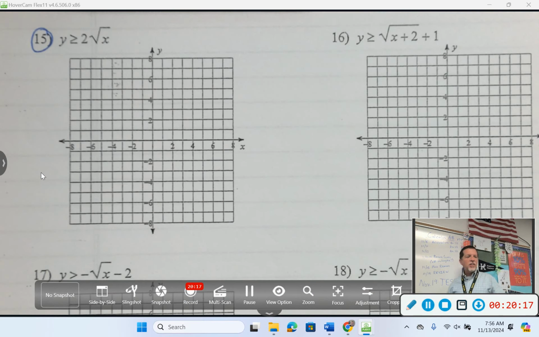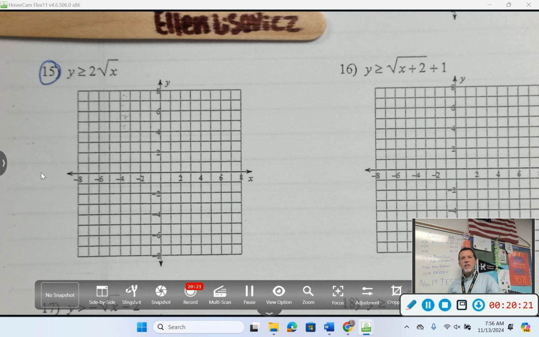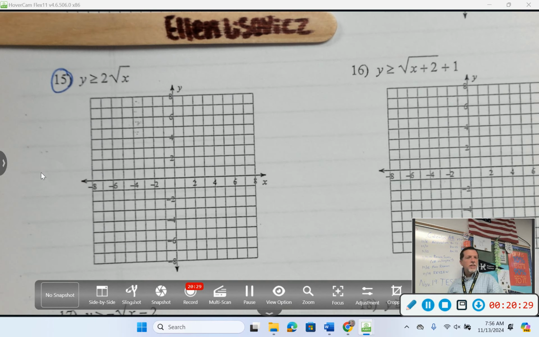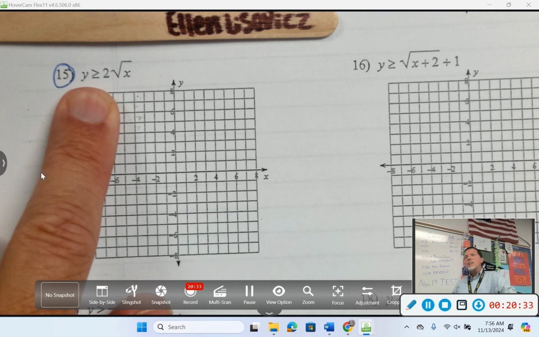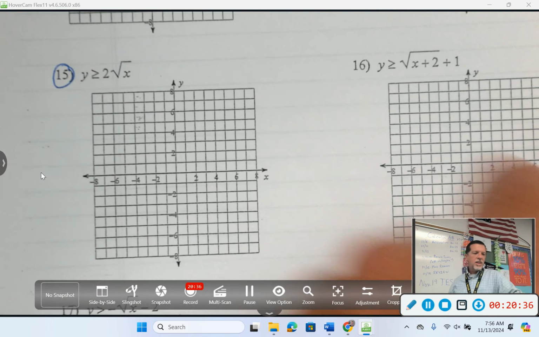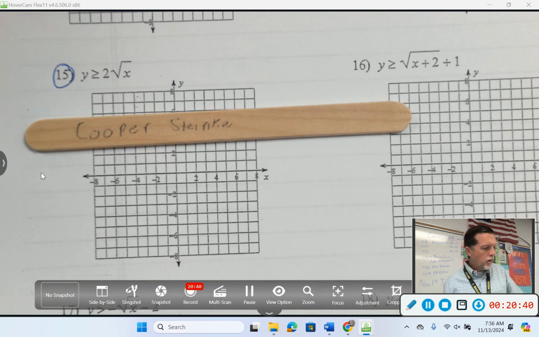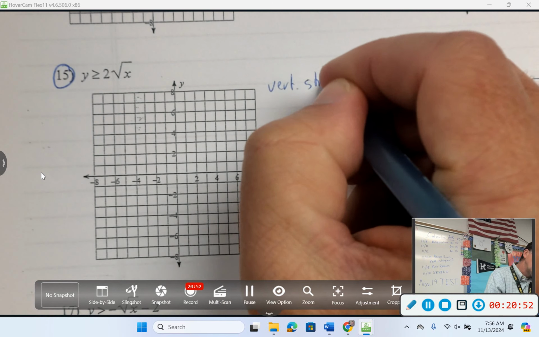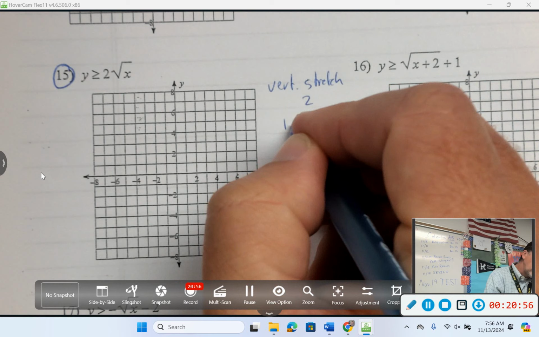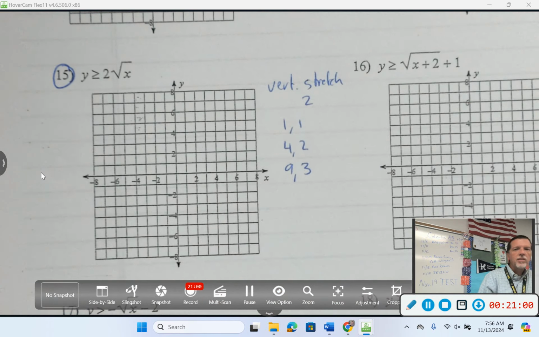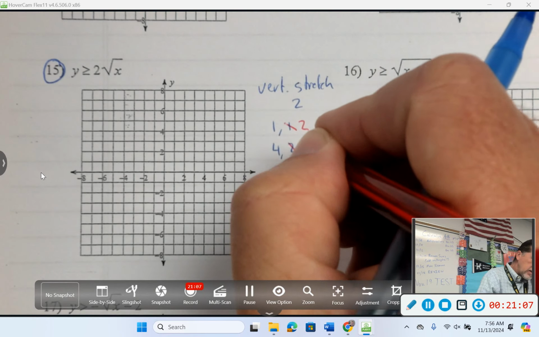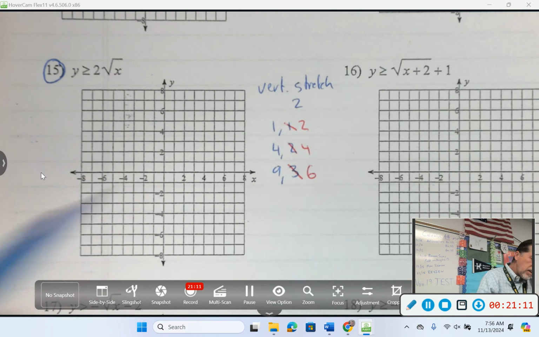So Ellen, what's been changed from the original to number 15? It's an inequality. Okay. Which way should we shade then? Above. So we'll get there in a minute, but before that, Cooper, how am I going to graph this? How is the graph going to look different than the original? It's all the y-values multiplied by 2. So it's a vertical stretch of 2, so yeah, we'll multiply the y values by 2. We'll shade everything above, but let's first get the picture down here.